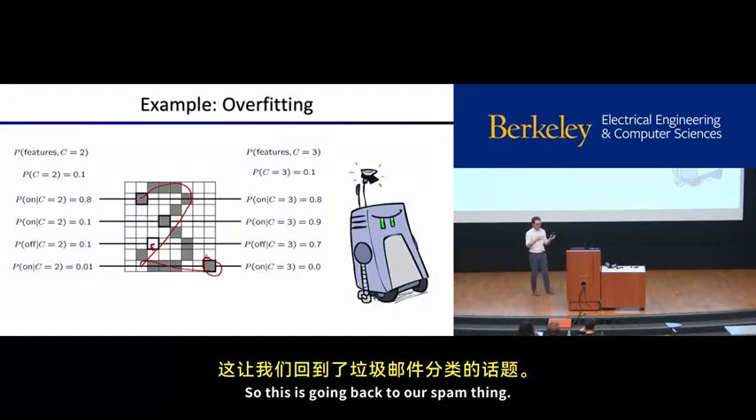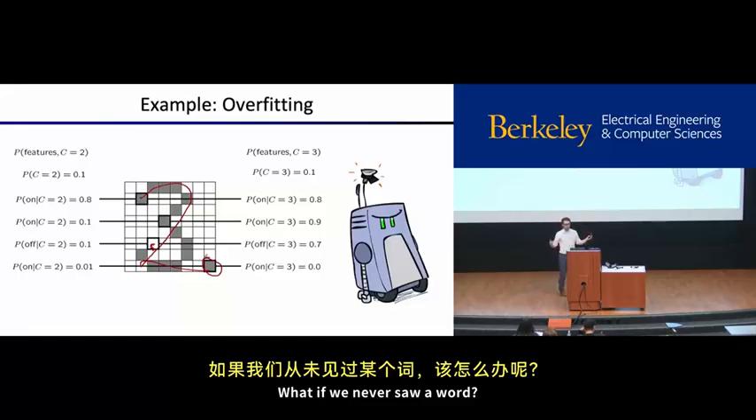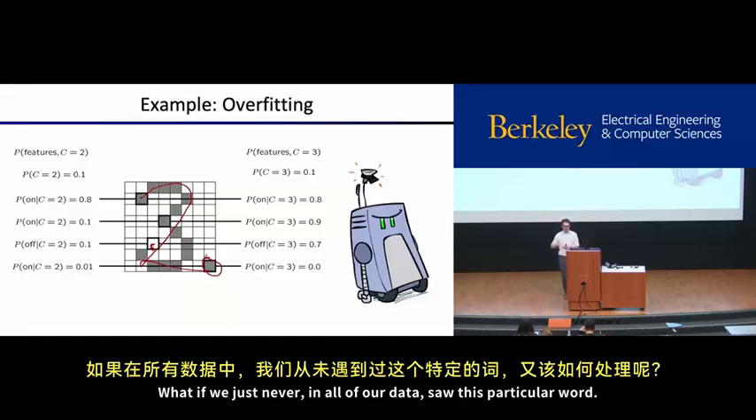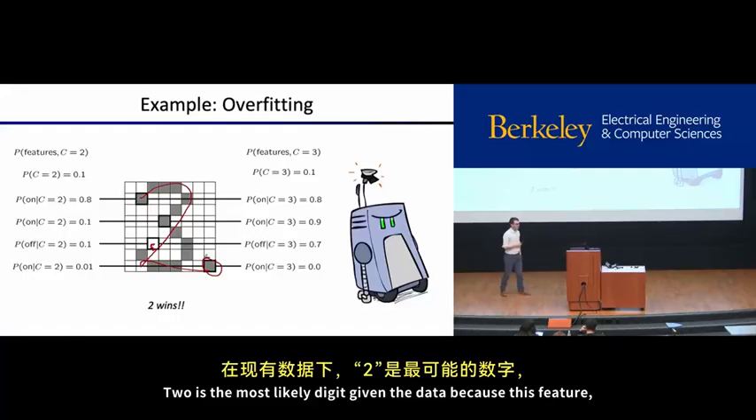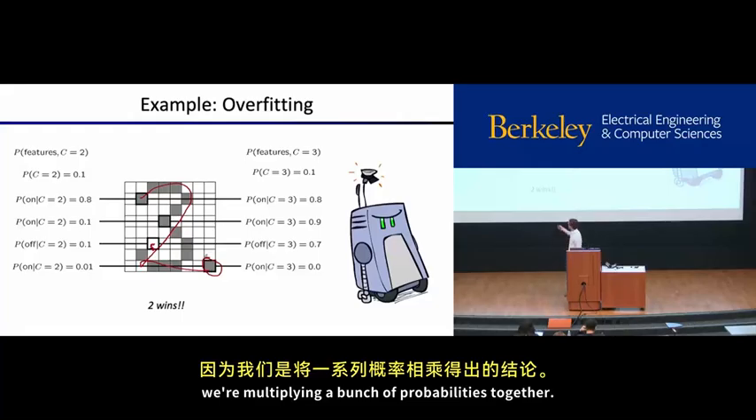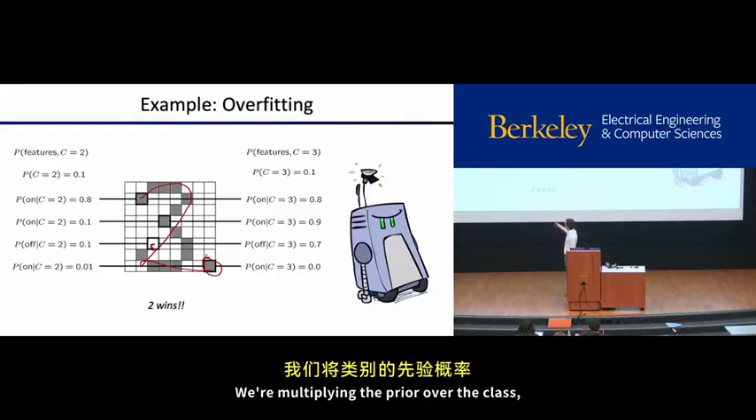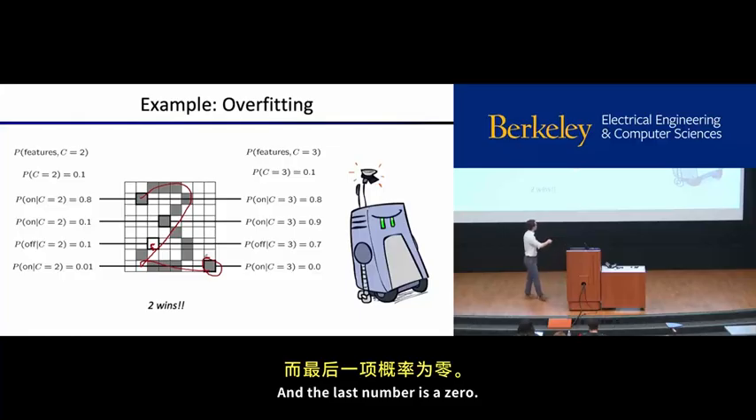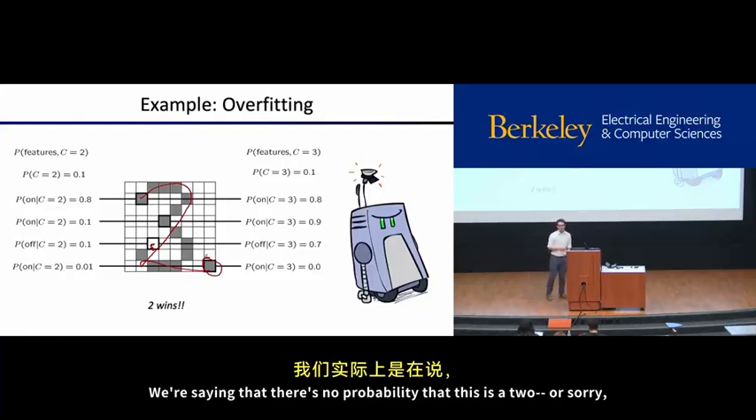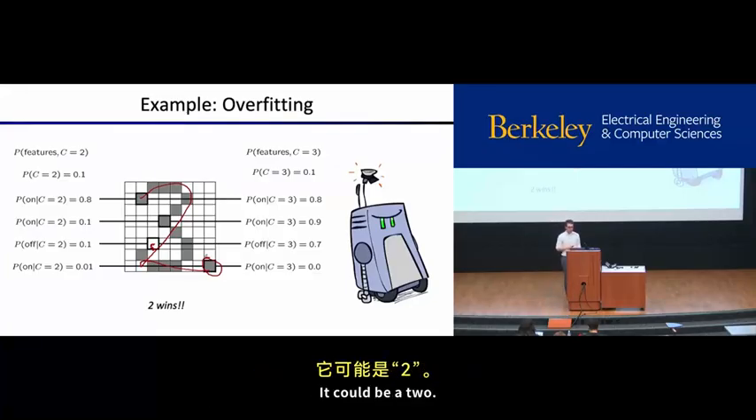So this is going back to our spam thing. What if we never saw a word? What if we just never in all of our data saw this particular word? What would we do? Well, we would say, for this image, 2 wins, right? 2 is the most likely digit given the data, because we're multiplying a bunch of probabilities together, right? We're multiplying the prior over the class, multiplying all these numbers for the conditional probabilities, and the last number is a 0. So we're multiplying by 0. We're saying that there's no probability that this is a 2, or sorry, that this is a 3, only could be a 1, only could be a 2.